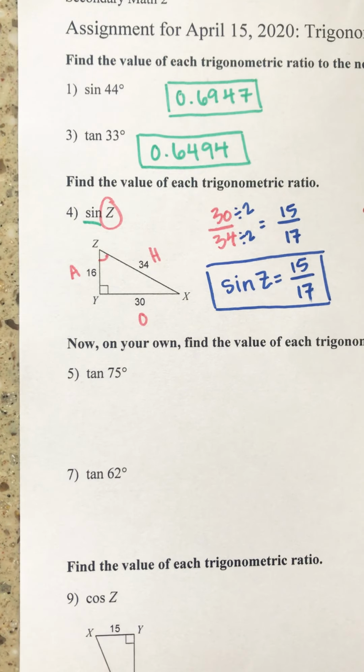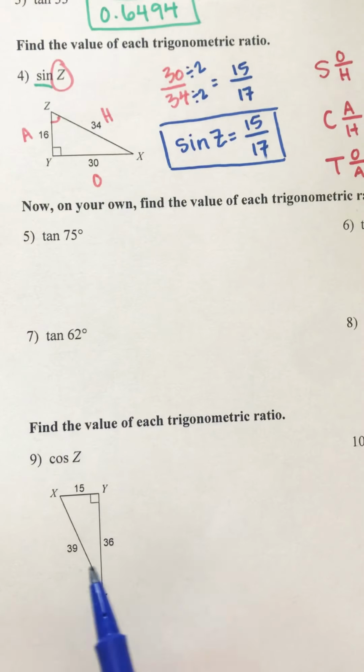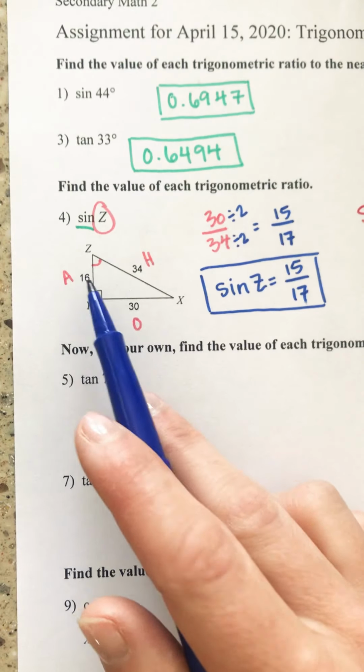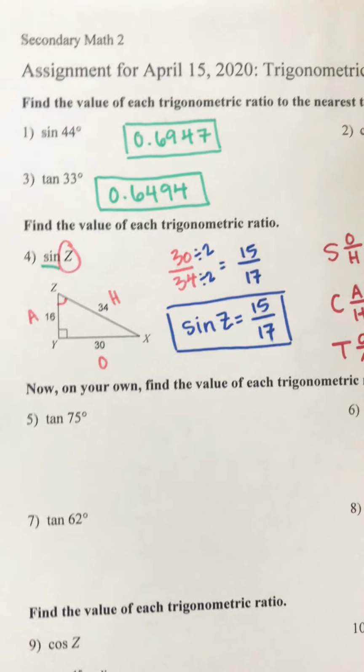Okay, perfect, you guys. So you have 3, where you're just punching it into the calculator, and then number 4 we just did, where you have to actually find the adjacent, opposite, and hypotenuse, and then use these to solve. Okay, you guys are awesome.